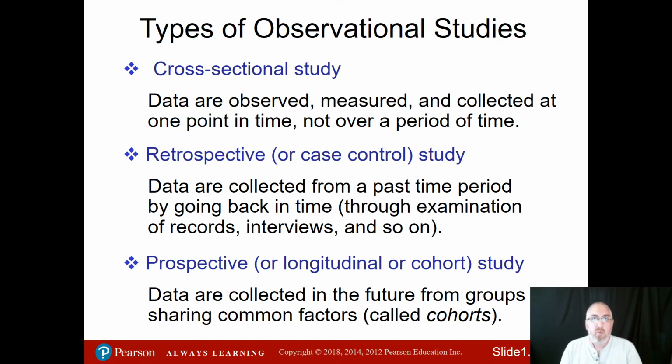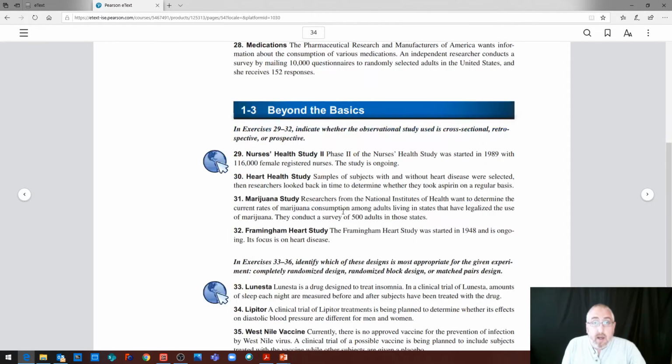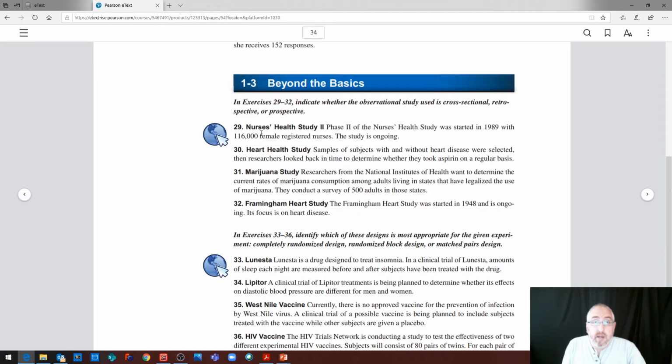So retro, when you think of retro, you think past. That's what's going on here. Prospective or longitudinal or cohort study, data are collected in the future from groups sharing common factors called cohorts. So we got present, past, and future. All right, so let's go back to the textbook again, and let's take a look at number 29, which says, indicate whether the observational study is cross-sectional, retro, or prospective.